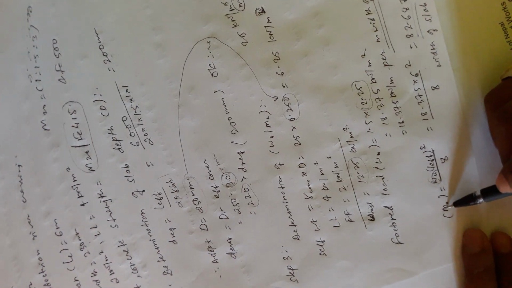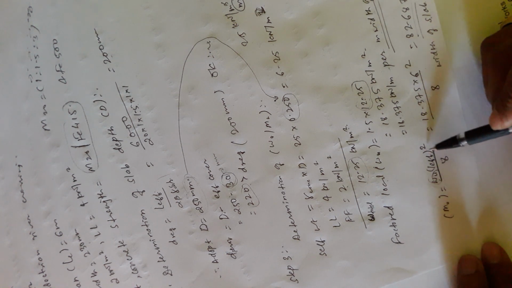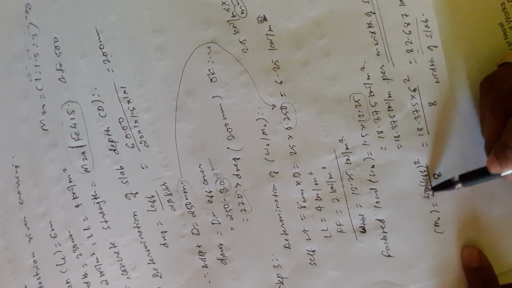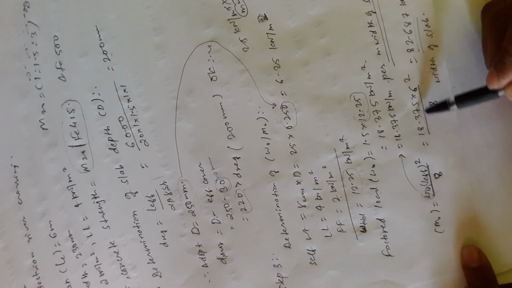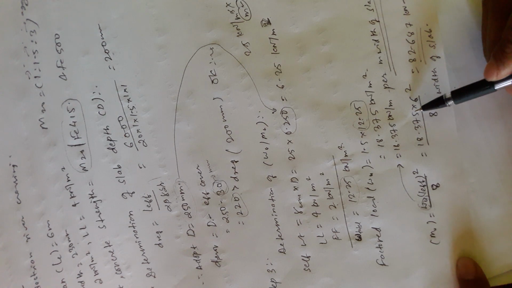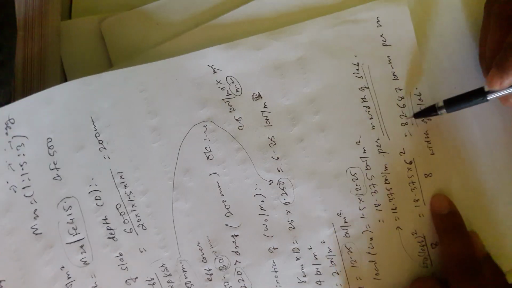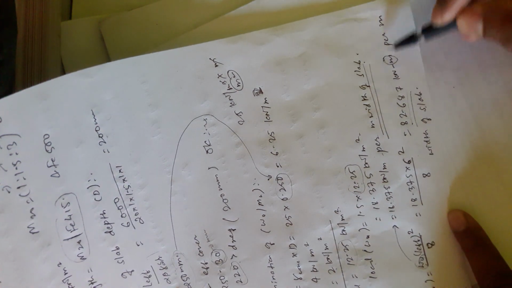Now M_u is given by W into L effective square by 8, where W is obtained from this factored load, 18.375 into L effective. Our effective span is 6 meter, so 6 square divided by 8, and on solving this we get 82.687 kilonewton meter per meter width of the slab.